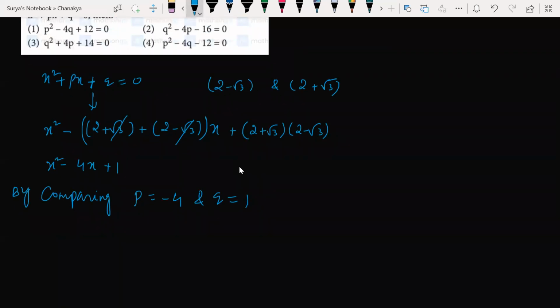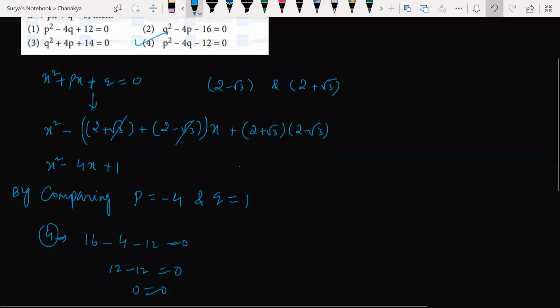So I'm checking the first option. Is it possible? I don't think so. Second option, no. Minus 4 squared is 16. Okay, third option, 1 minus 16, no. Fourth option, 16 minus 4, yes. Check the fourth option: 16 minus 4 times 4 minus 12 is equal to 0. So 12 minus 12 is equal to 0, 0 is equal to 0. So option 4 is the right answer here. Clear? Any doubts? Very simple guys.